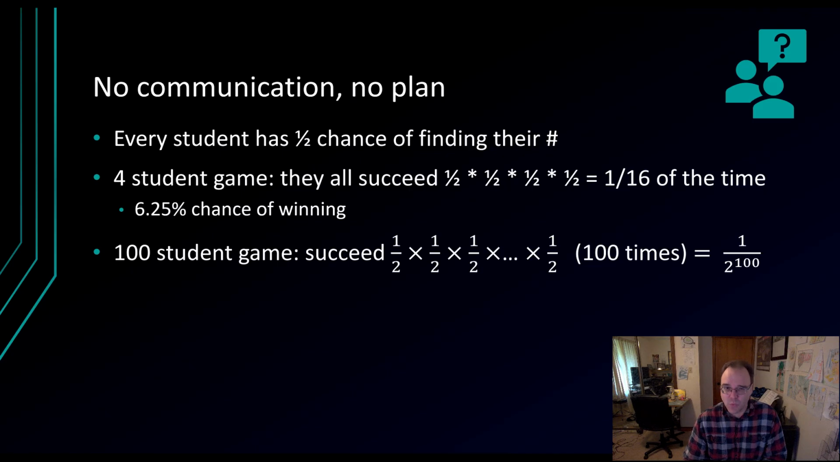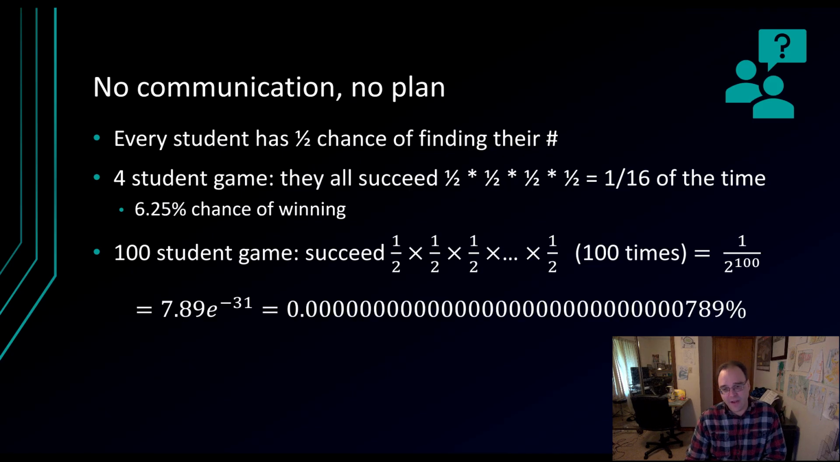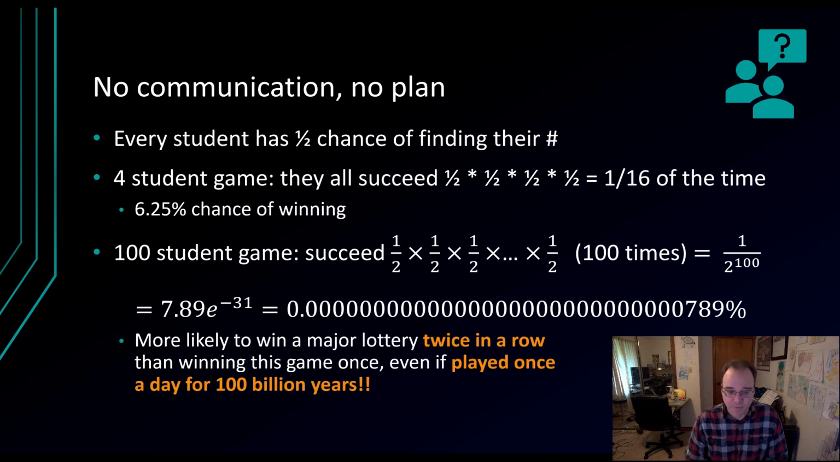It gets much worse though when you have 100 students. That's 1/2 times 1/2 times 1/2, 100 times. And there's an incredibly ridiculous number of zeros in front of some small percentage. I don't even want to think about that number of zeros. To put that in perspective, you're actually more likely to win a major lottery twice in a row than for the 100 students to win this game one time if they played every day for 100 billion years.